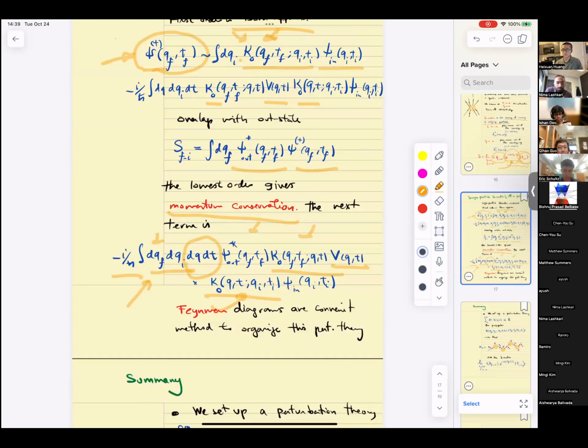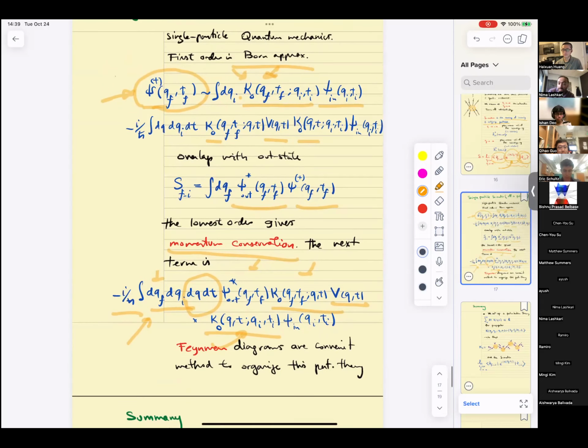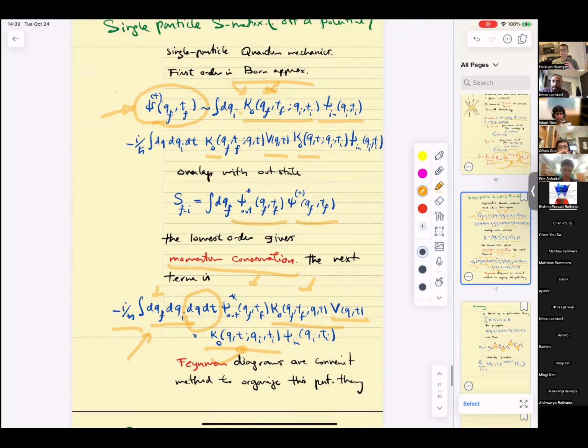So the point of this exercise was that first we defined the S matrix, and we saw how the perturbation theory of the propagator could be used for perturbation theory of the S matrix, right? Calculate the S matrix perturbatively as a Born series, order by order in interaction. All right, any questions?